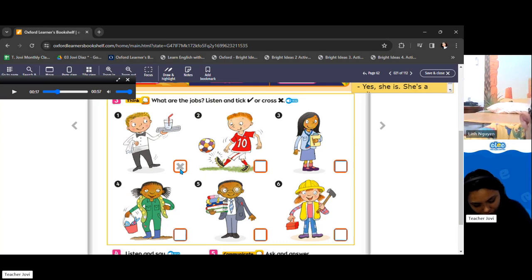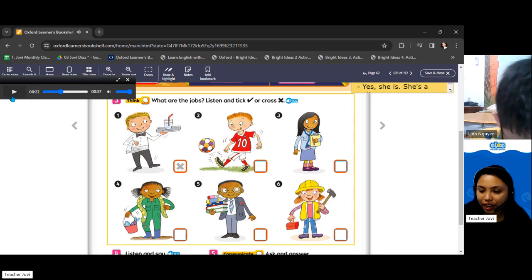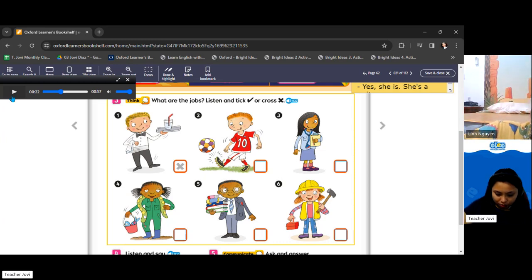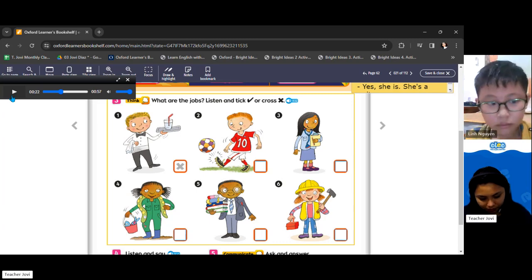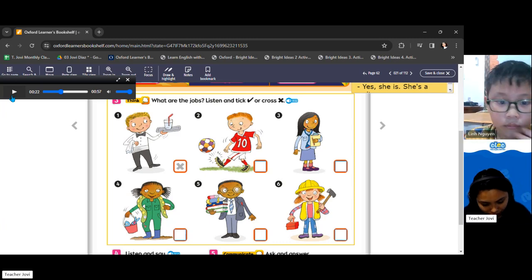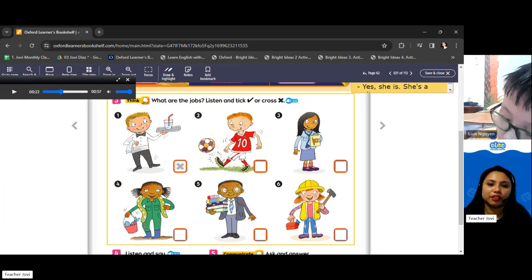And of course, we have the next one, number two. Is he a football player? Yes, he is. All right, so what do you think is our answer here? Is it a tick or is it a cross? Let's go, George. What is number two? Yes, he is. Very good. Is that a tick or a cross? Tick. Okay, tick for this one.